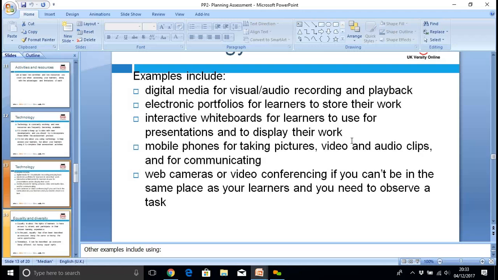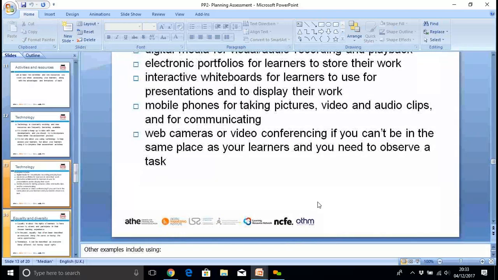Mobile phones for taking pictures and video clips are particularly useful in areas where, like I've said, they're working on site or away from a decent environment in which to communicate. Webcams, video conferencing, this is the type of thing I've just discussed about using Join Me. So you can place your learners you need to observe, if they need to observe a particular task.